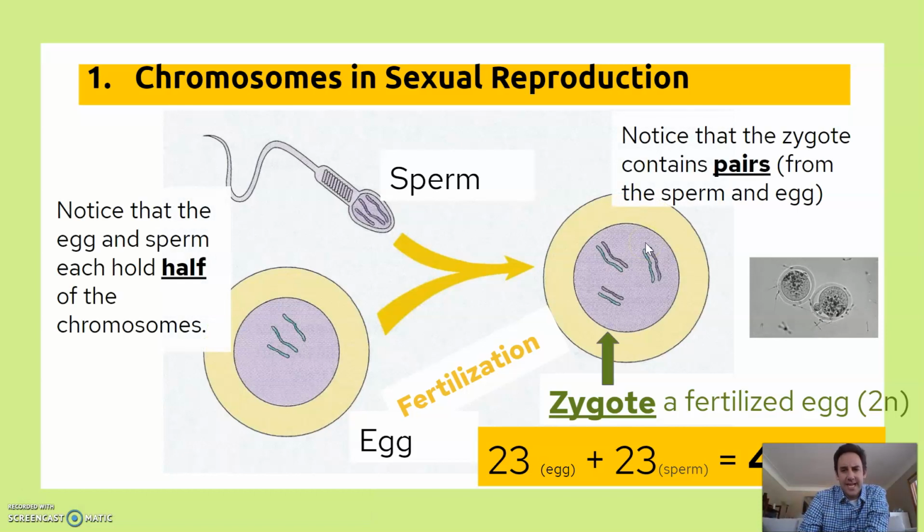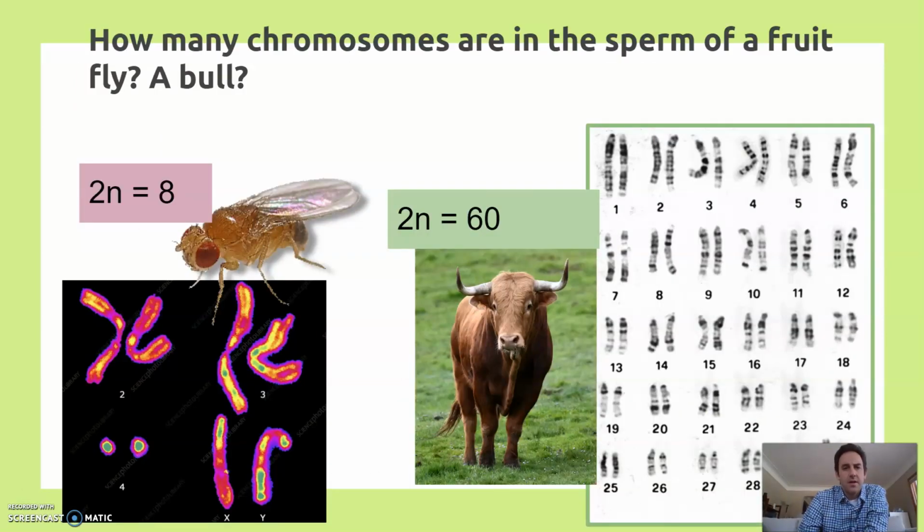To see if you understand this, take a moment. Let's suppose for a fruit fly, it turns out they have 8 chromosomes in their somatic cells, which are diploid. How many chromosomes would be in their sperm cells? I'll tell you, it should be half, so 4. So the sperm of a fruit fly has 4 chromosomes, the egg has 4. They combine to form the 8.